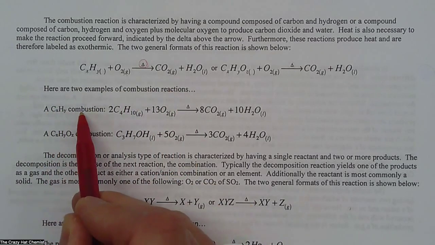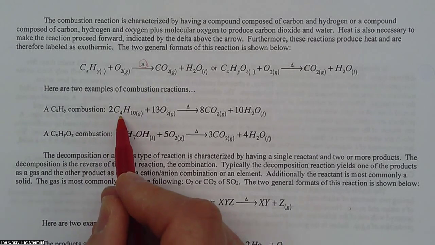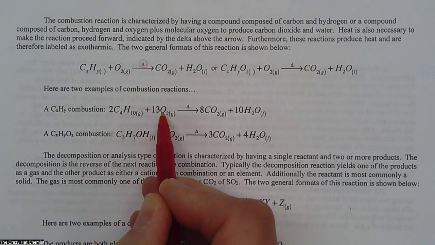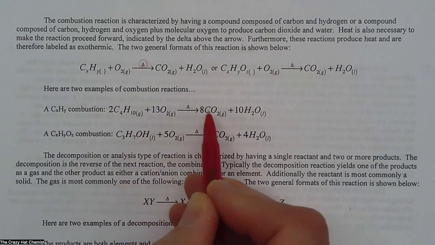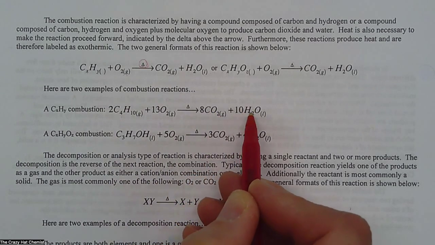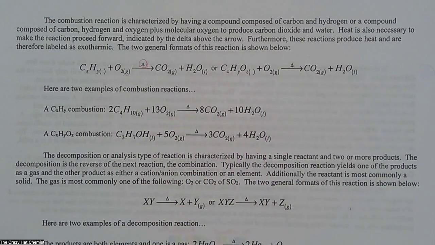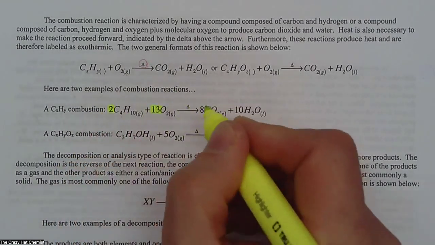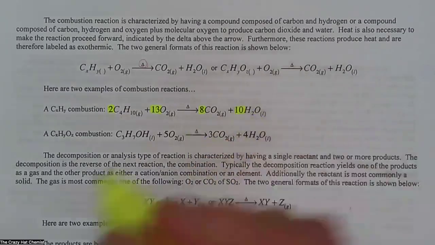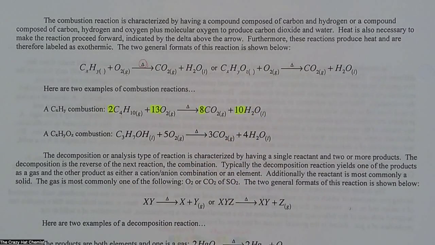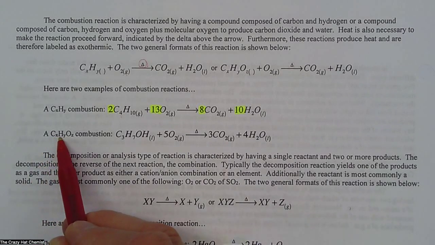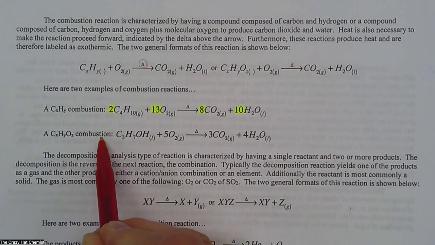A CxHy combustion. This is butane, and this is C4H10, it's gas, plus molecular oxygen yields carbon dioxide and H2O, that's water, that's a liquid. This requires some stoichiometric coefficients, 2, 13, 8, and 10, of which we will get into stoichiometric coefficients in another video. Another example is when we have CxHyOz in a combustion type of reaction.